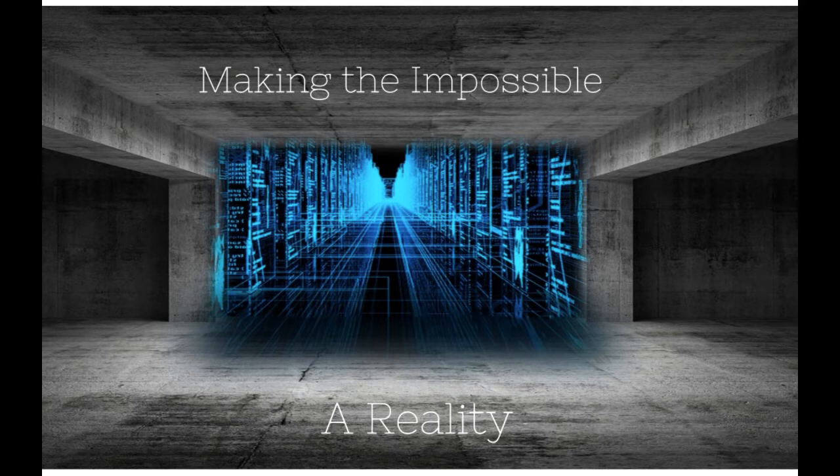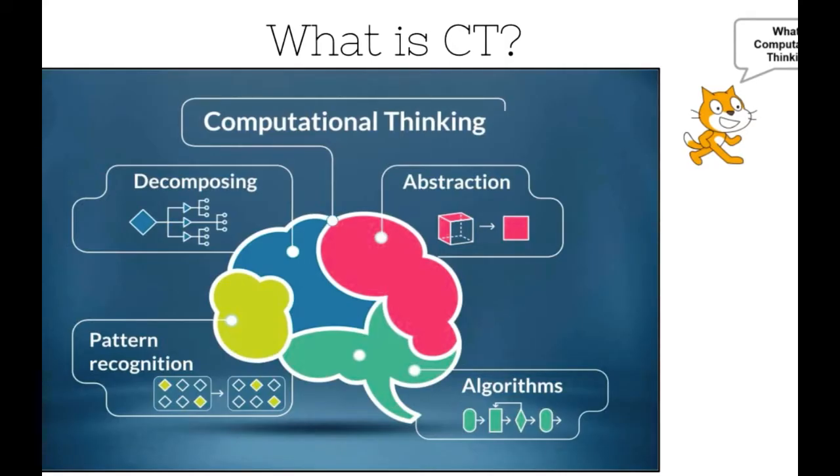There are actually four main pillars of computational thinking that we are going to focus on. So really, what is computational thinking? It's these four main pillars: decomposition, abstraction, pattern recognition, and algorithms, which really make up what CT is to its full function.